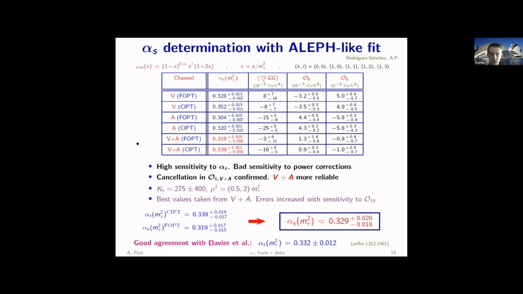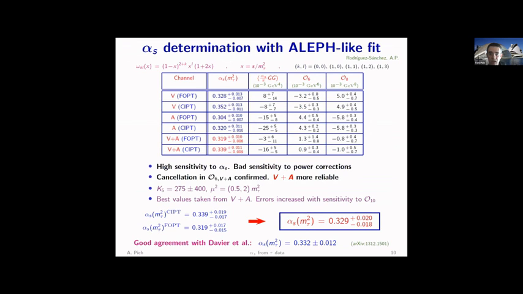The final errors were increased with the systematic uncertainty of the missing order 10 contribution, which means that we redid the fit, we included order dimension 10 corrections, and we included the difference in the uncertainty. And that's the final result. We quoted 0.329 with this uncertainty, which agrees perfectly well with the result of the Aleph people. It's just that the error is large.